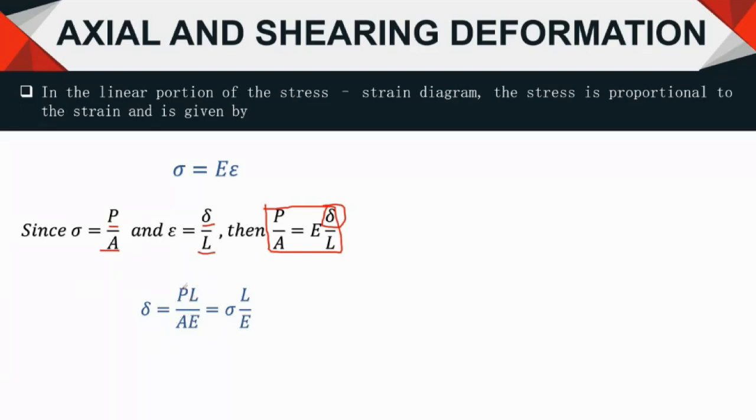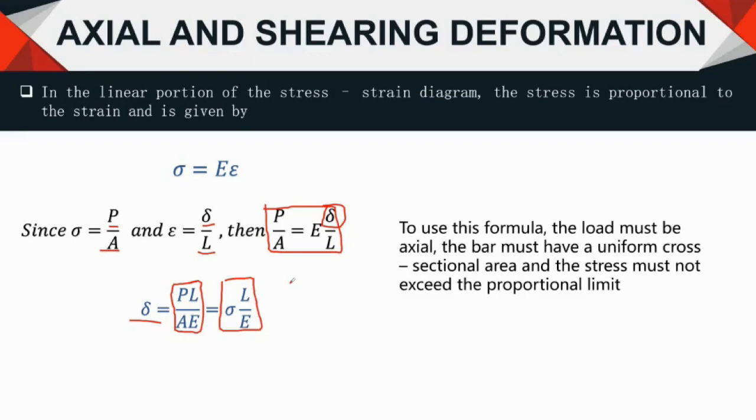So, kung given si P and given si A, ito yung gagamitin natin. Pero kung may given naman na tayong stress, therefore, stress multiplied by L over E lang nun. So, yun yung formula ng ating elongation. Magagamit natin yan later on sa ating sample problems. So, take note na for this formula, the load must be axial and the bar must have a uniform cross-sectional area and the stress must not exceed the proportional limit.